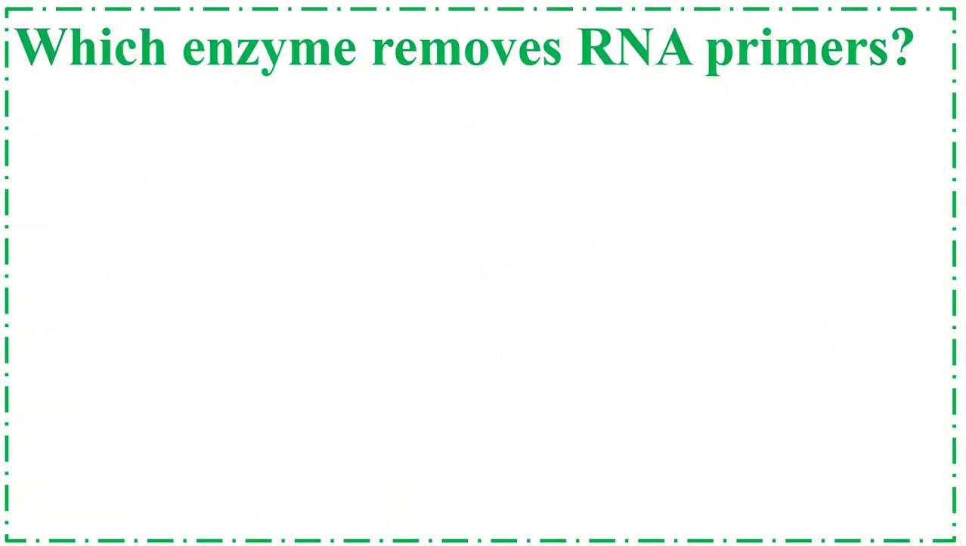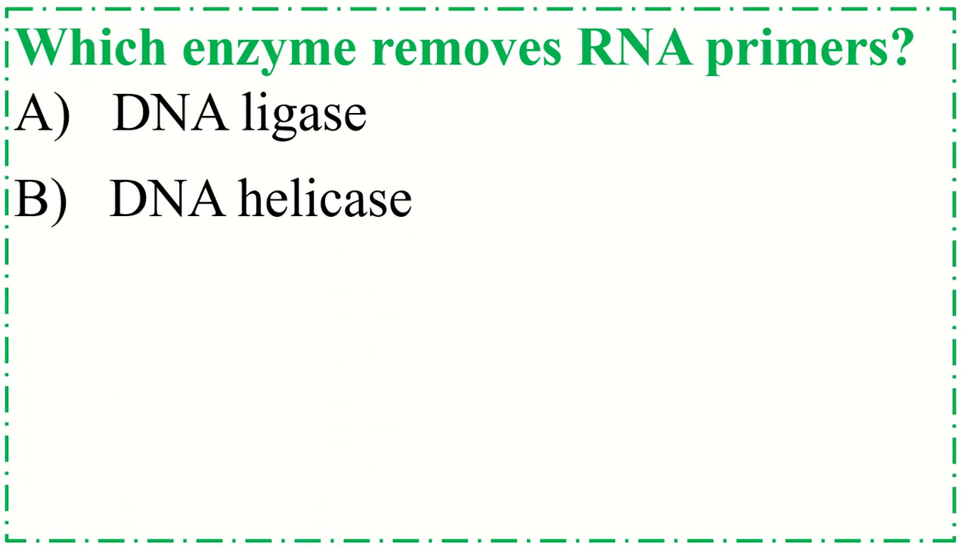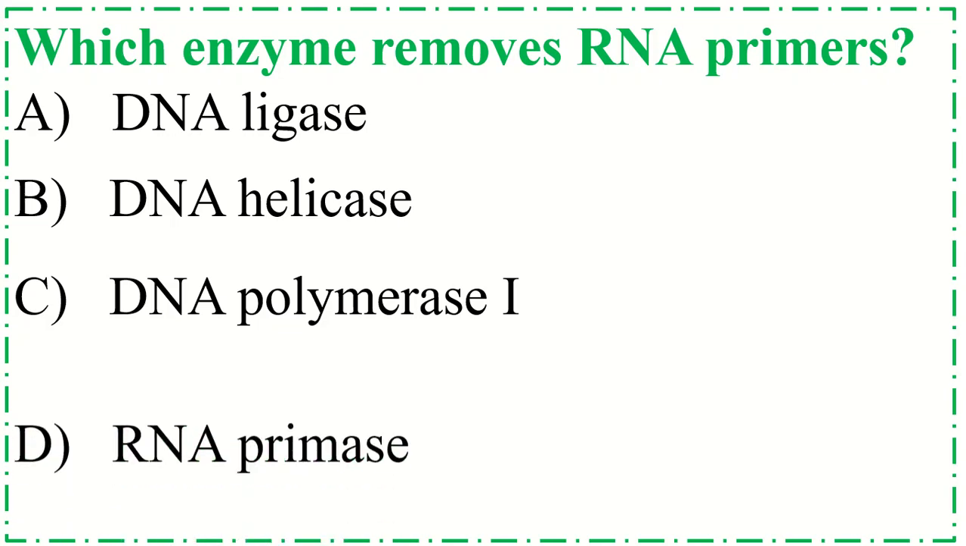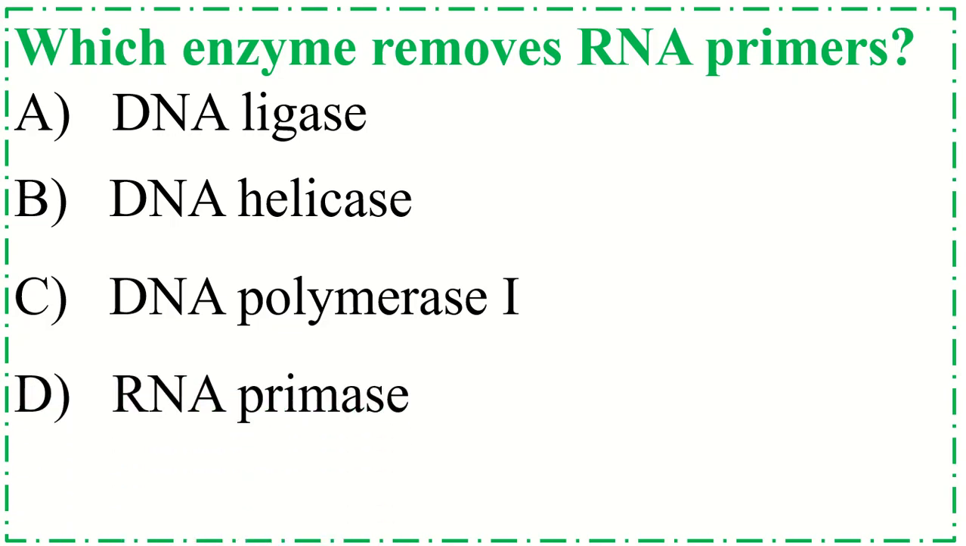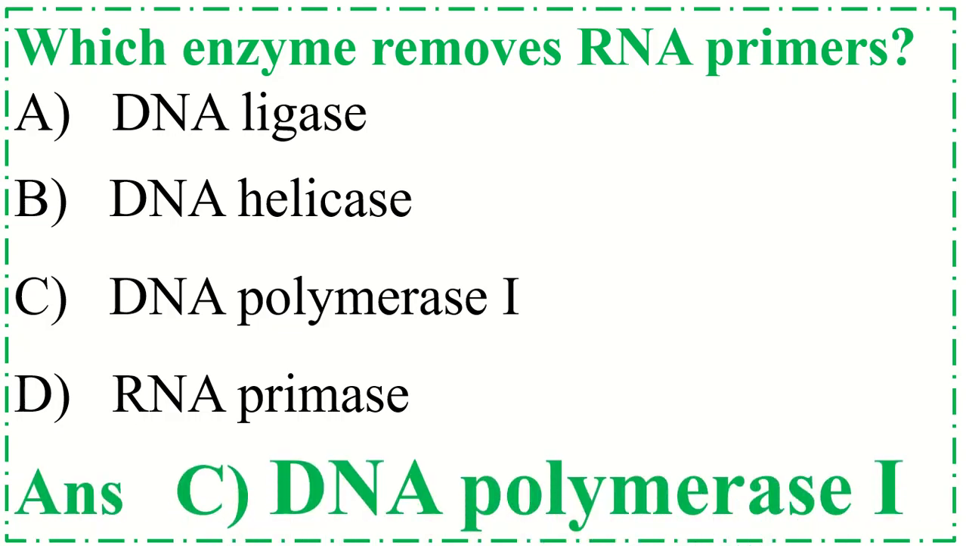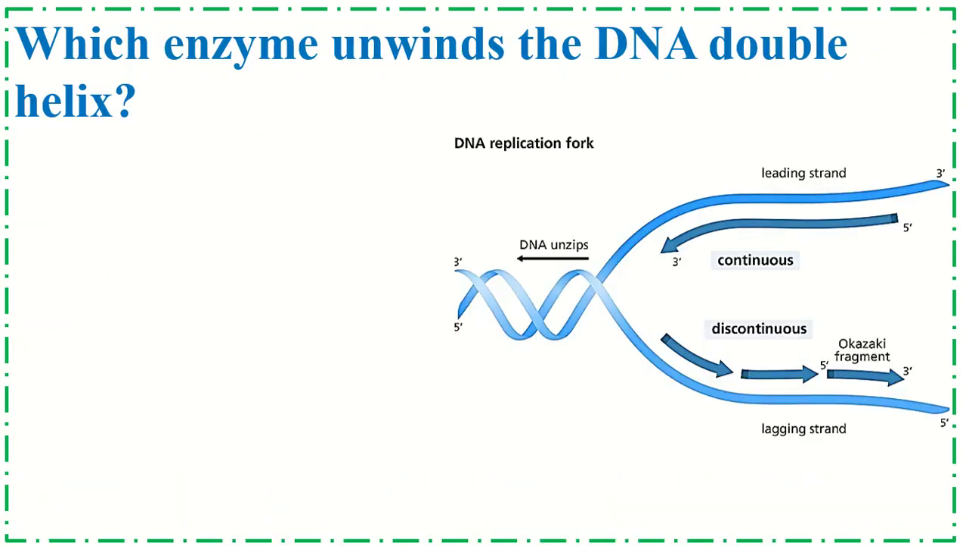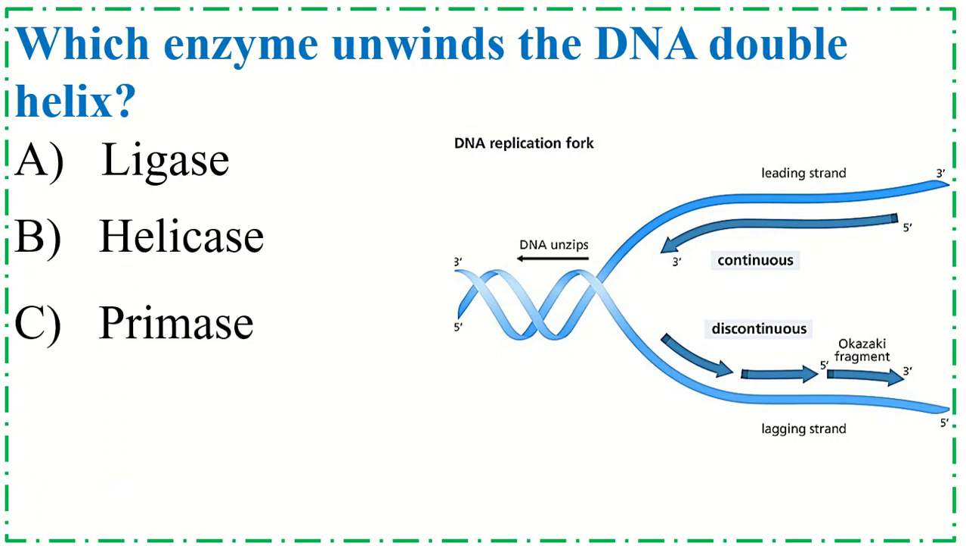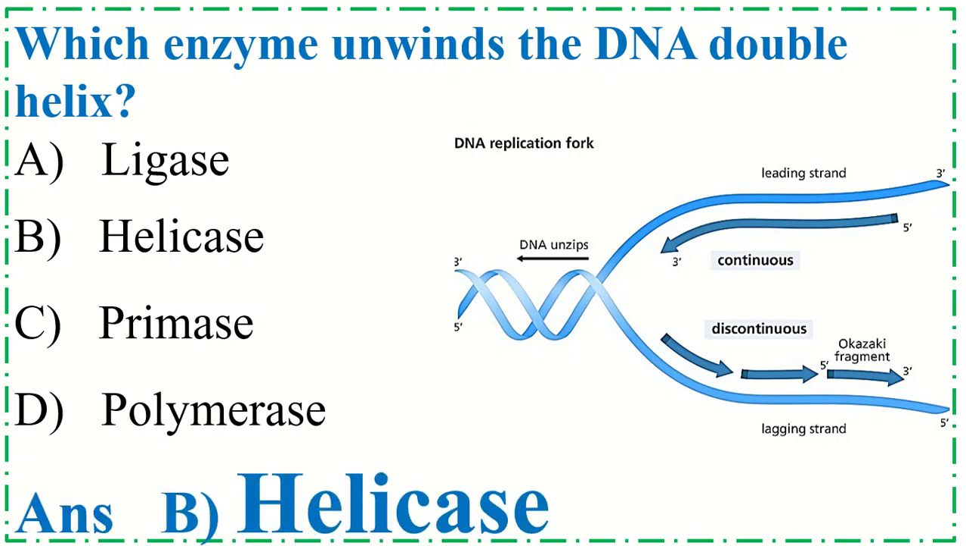Which enzyme removes RNA primers? Option A, DNA ligase, B, DNA helicase, C, DNA polymerase 1, D, RNA primase. Correct option is C, DNA polymerase 1. Which enzyme unwinds the DNA double helix? Option A, ligase, B, helicase, C, primase, D, polymerase. Correct option is B, helicase.